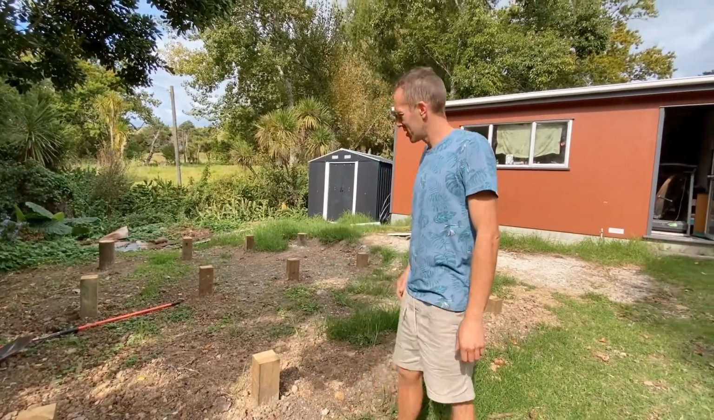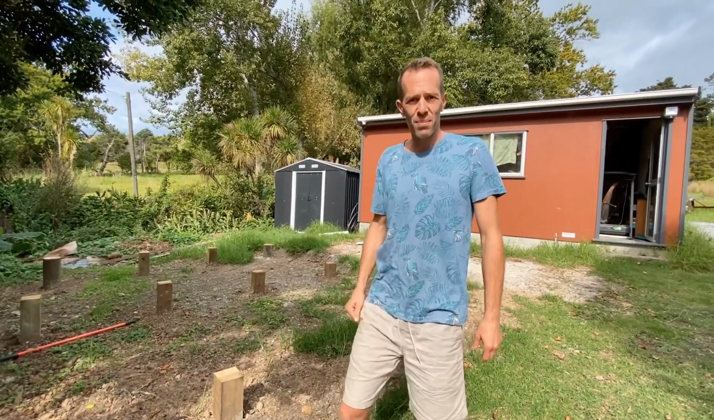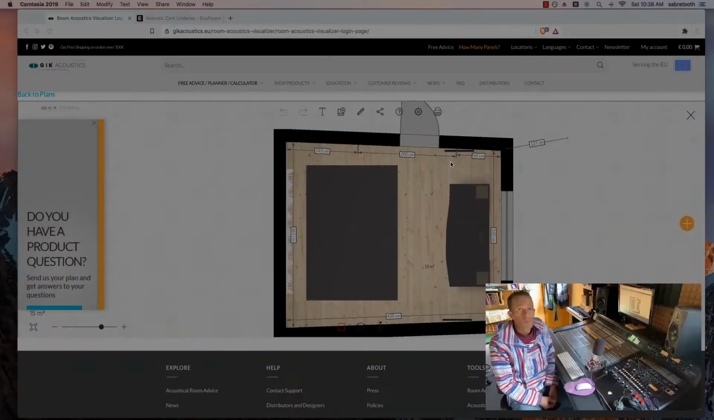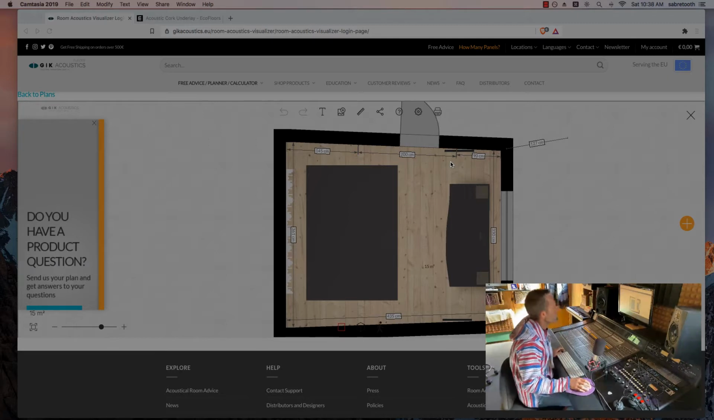So I guess we'll jump in and have a look at some specifics. Okay, so let's have a look at the basic plan for what we're about to build. This is the studio floor plan, although it's probably going to change slightly, but I want to give you a bit of an idea of the dimensions and what I've chosen.